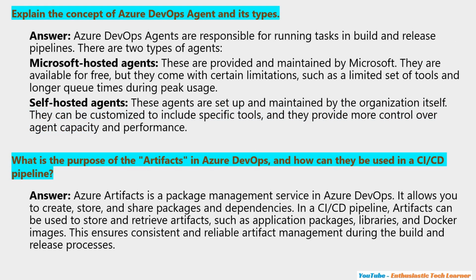Explain the concept of Azure DevOps Agent and its types. Answer: Azure DevOps agents are responsible for running tasks in build and release pipelines. There are two types of agents. Microsoft-hosted agents. These are provided and maintained by Microsoft. They are available for free, but they come with certain limitations, such as the limited set of tools and longer queue times during peak usage.